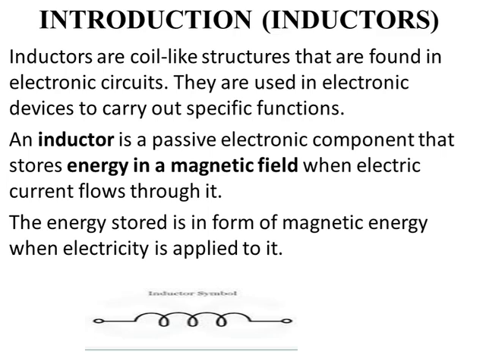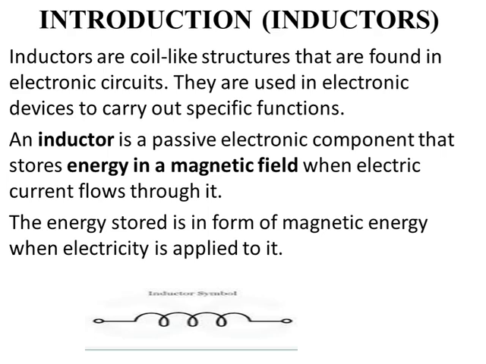It stores energy in a magnetic field when electric current flows through it, which means current needs to flow for it to store energy in a magnetic field. The energy stored is in form of magnetic energy when electricity is applied to it. Remember that current can only flow when electricity is applied. So that is when "electric current flows through it" comes in. Electric current will only flow when the electricity is applied to it, and that is why it is said that energy stored is in form of magnetic energy when electricity is applied to it.